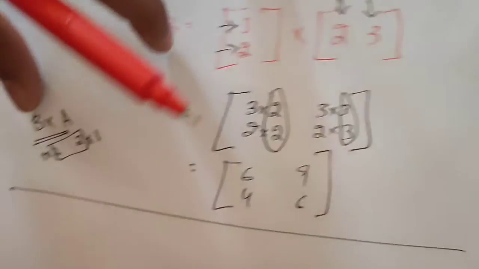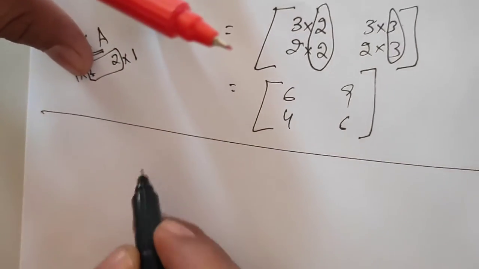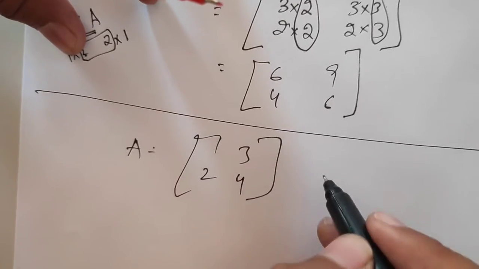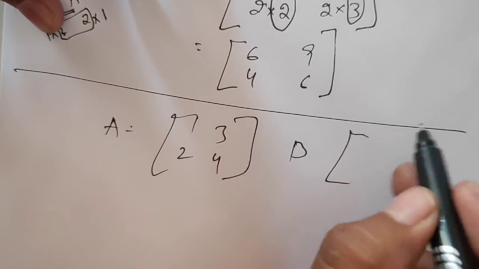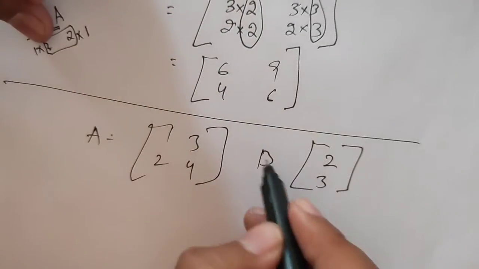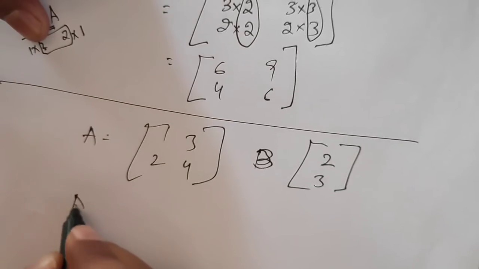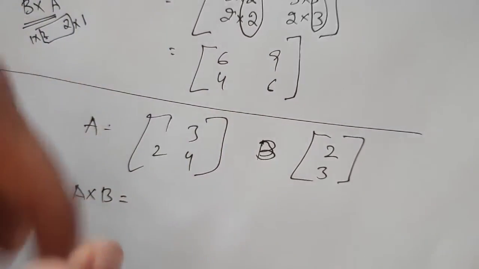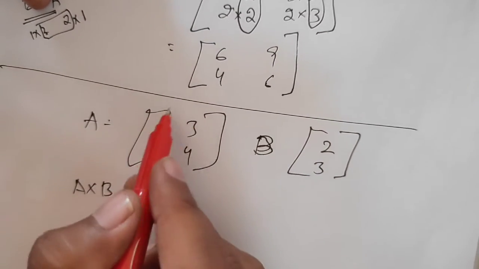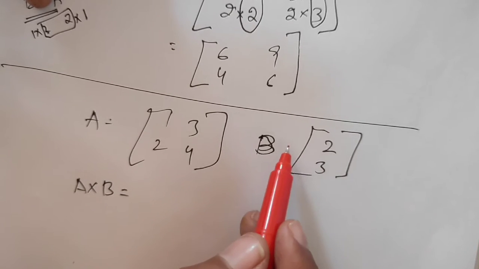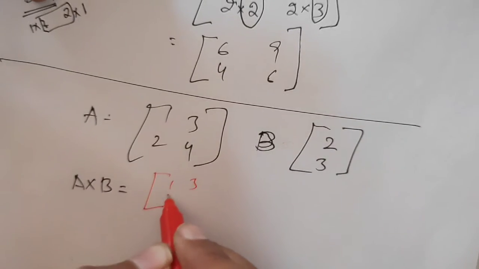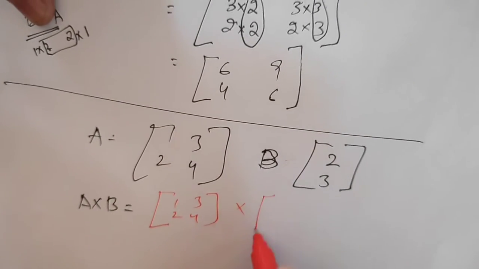Take another example, square matrices. Suppose A is equal to 1 2 3 4 and B is equal to 2 3. Is AB possible or not? First we check the possibility. Here are two columns, and here are two rows, which means it is possible. So here we write 1 2 3 4 multiplied by 2 3.